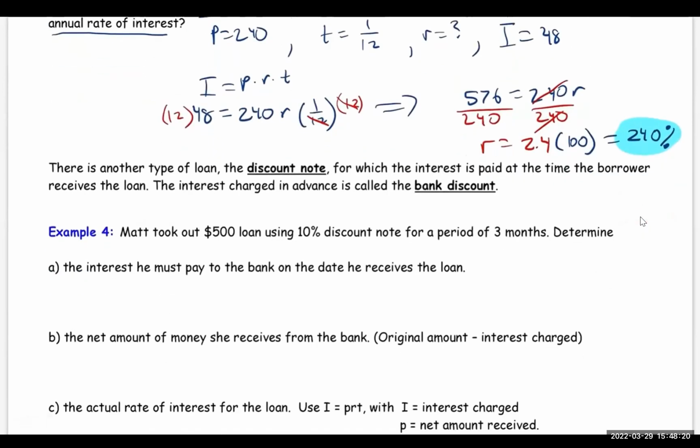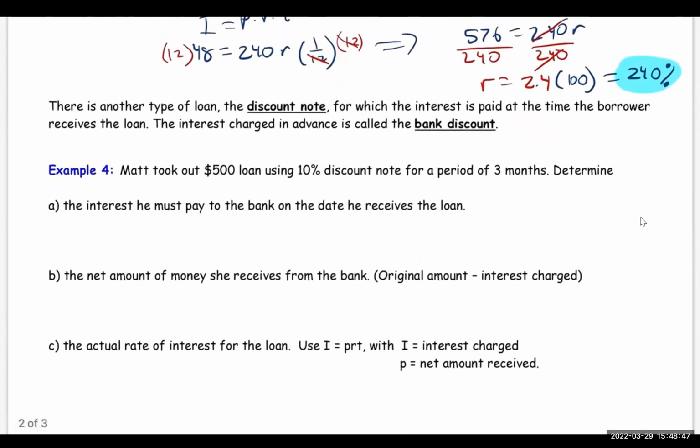There's another type of loan, the discount note, for which the interest is paid at the time the borrower receives the loan. So sometimes you can pay the interest up front when you first receive the loan instead of at the back end. The interest charged in advance is called the bank discount. Suppose that you wanted to borrow $500 using a 10% discount note for a period of 3 months. Determine the interest that he must pay to the bank on the date that he receives the loan.